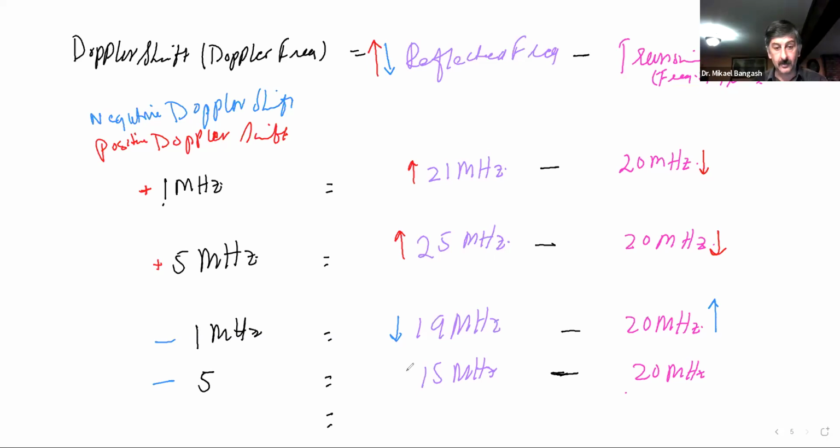Or mainly we can say it is going to be negative because your reflected frequency is lesser than the transmitter frequency. So in this case, we're going to give you a negative Doppler shift of minus 5 megahertz. Did that make any sense?